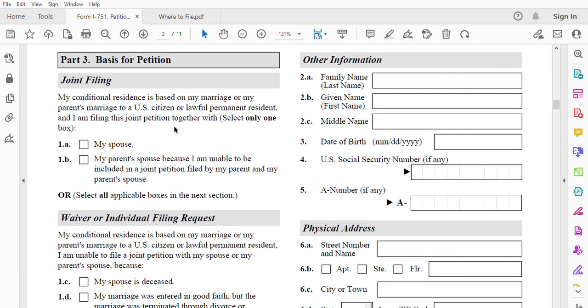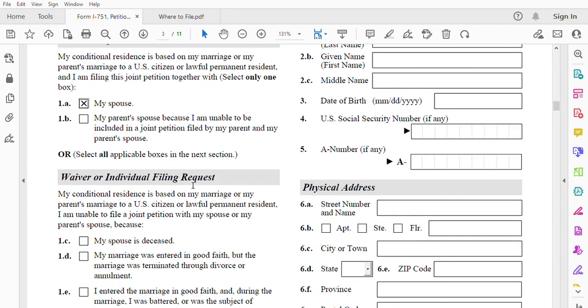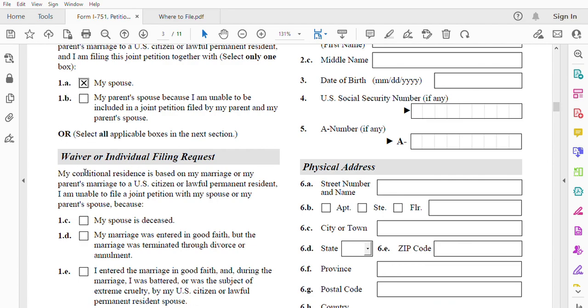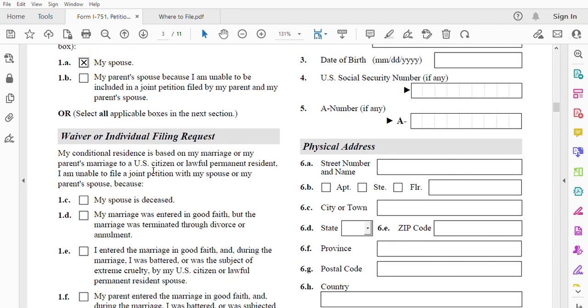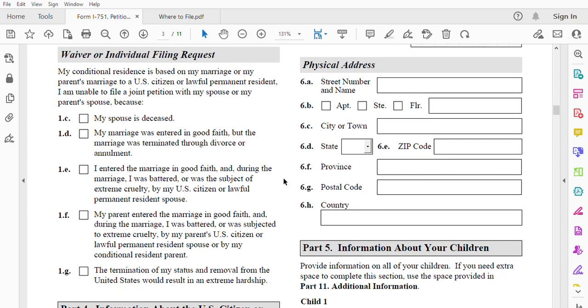Part 3 is the basis for the petition. So my conditional residence is based on my marriage to a U.S. citizen or lawful permanent resident, and I am filing this joint petition together with my spouse. They tell you to check all applicable boxes in the next section. So, waiver or individual filing request. You have to read this and see if they apply to you. In my case, none of them apply to me.